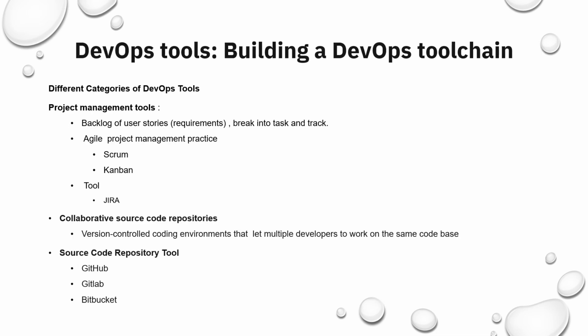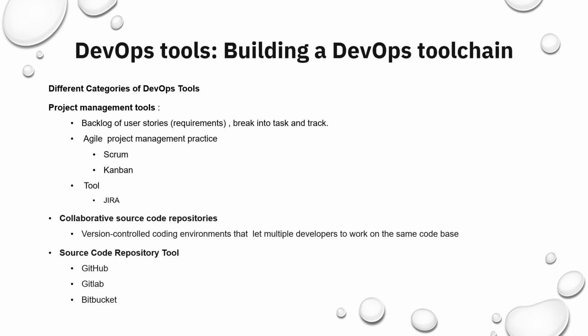DevOps tools. Building a DevOps toolchain. Different categories of DevOps tools. Project management tools. Backlog of user story requirements. Break stories into tasks and track the tests. Agile project management practices are Scrum and Kanban. Popular tools are Jira.